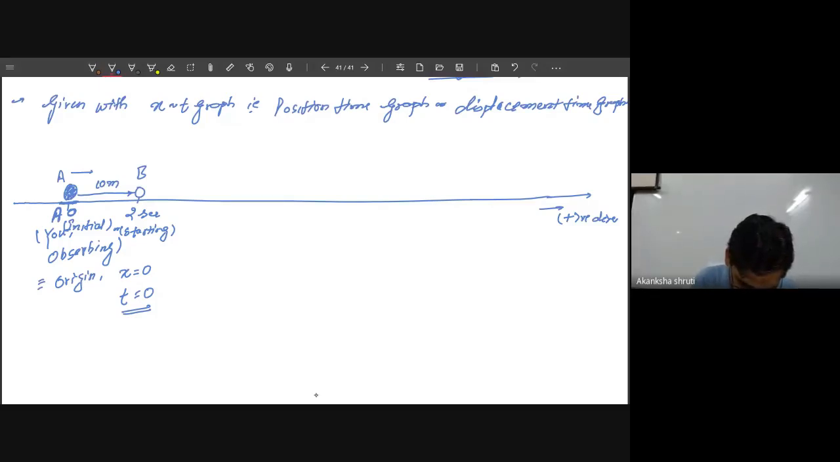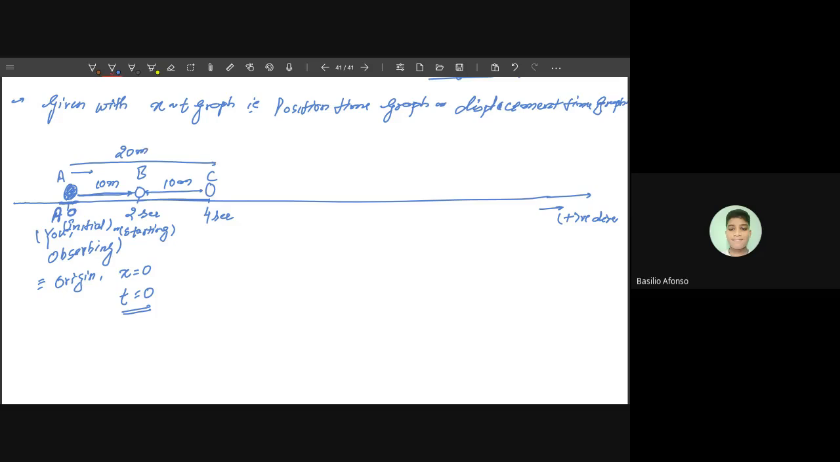Now you are observing for another 2 seconds, means take the observation at the 4th second. You are observing that the body has reached this point from the origin. Keep in mind, I have measured this 10 meters from the origin A. If we consider from B, from B I am considering another 10 meters. But if I consider from A to this point C, which is at the 4th second, then it will be 20 meters. So, students, yes, good.